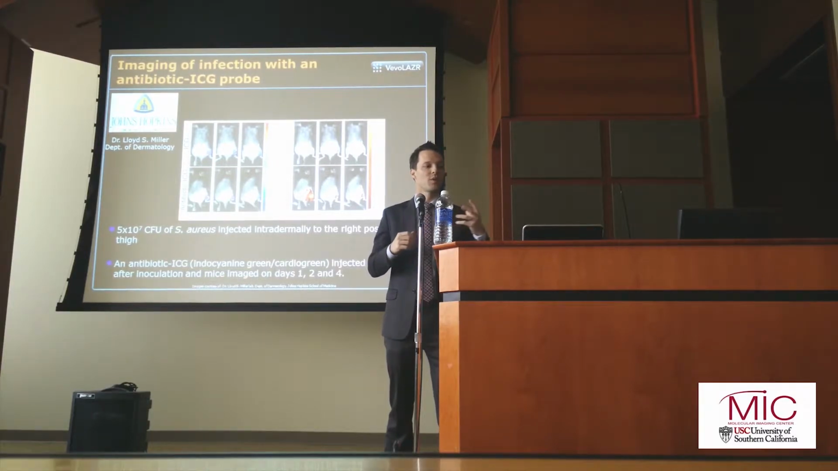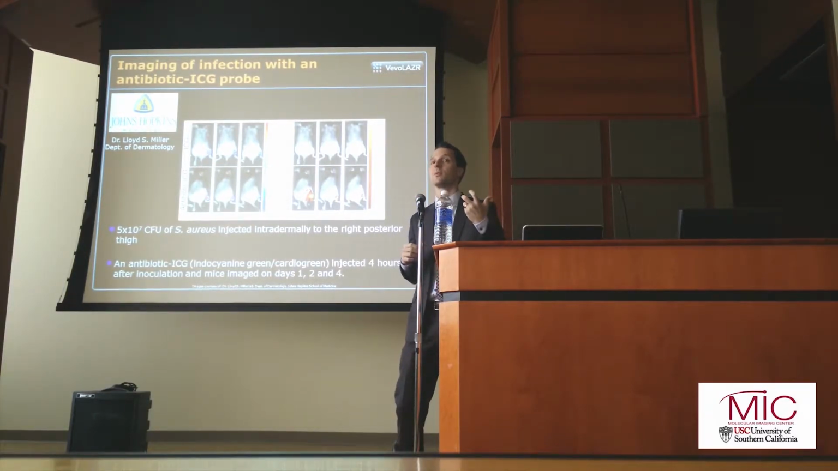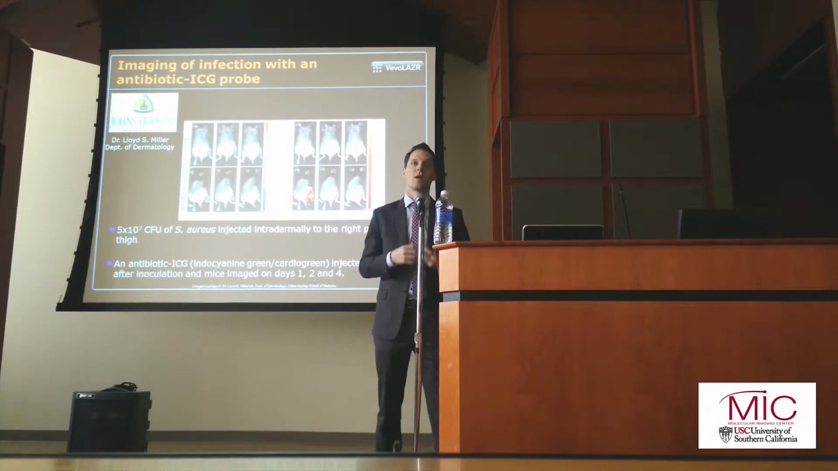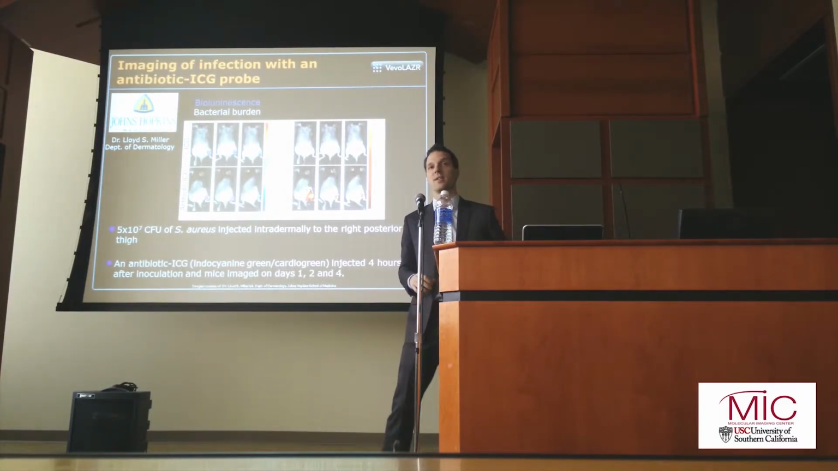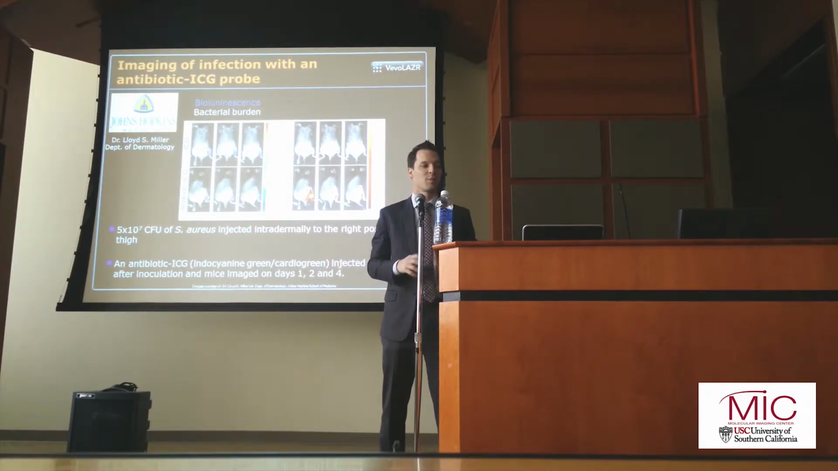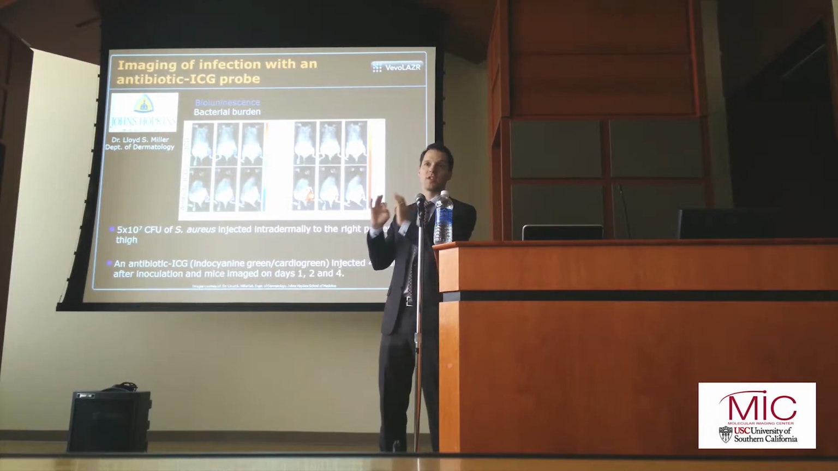So they started out with a bacteria that was bioluminescent, so they were able to see bacterial burden, and that's what you're looking at. On the left side of that image, you're looking at images of bacterial burden. So different animals, they inoculate those animals with Staph aureus, and the Staph aureus would glow, and they're able to see them.